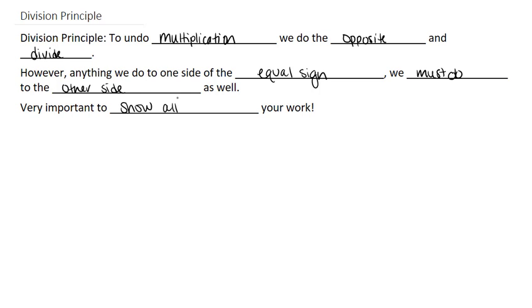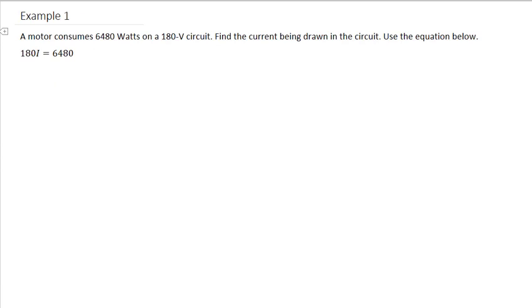So let's go ahead and look at an example. Example 1. A motor consumes 6,480 watts on a 180 volt circuit. Find the current being drawn in this circuit. Use the equation below. So here we have I, which represents the current.